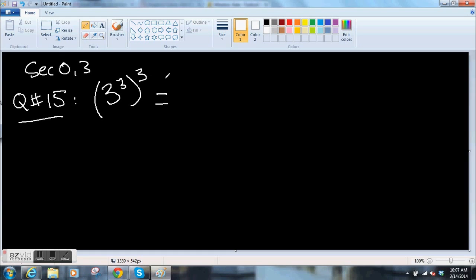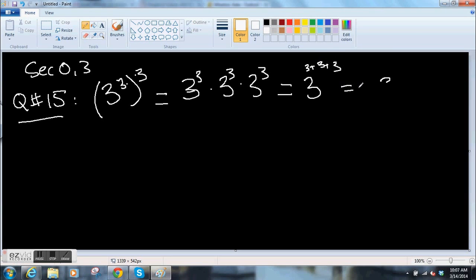It's a little redundant and potentially annoying. 3 cubed. So what you want to remember, the rule here, is that before we were adding the exponents, but now we have to multiply them. Because you can remember it's like this. 3 cubed is like this. 3 cubed times 3 cubed times 3 cubed. So you would now add them because they're multiplied together. So that's 3 to the 3 plus 3 plus 3. This whole thing is 3 raised to the 9.